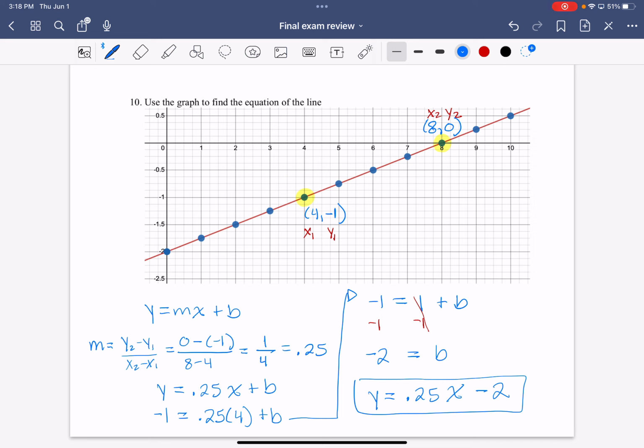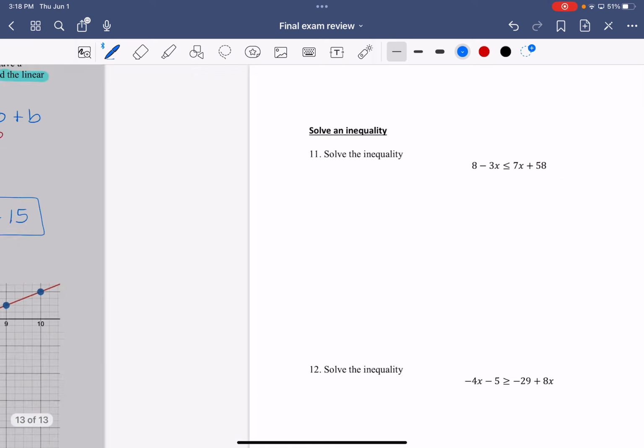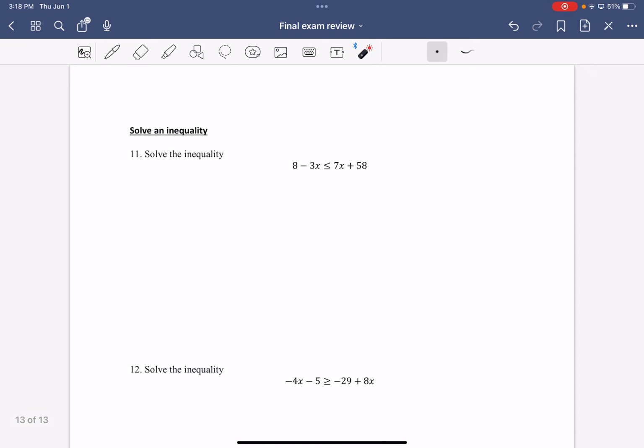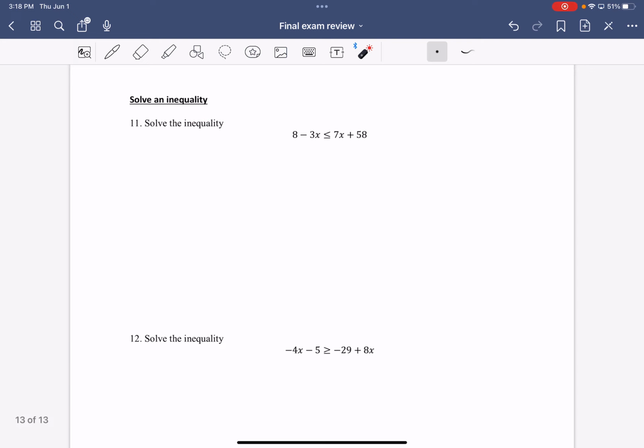Alrighty, guys. On to the last topic. The last topic being solve an inequality. So number 11: 8 minus 3x is less than or equal to 7x plus 58. You have many options for how to start here. You can start working with the x's first. You can start working with the constants first. It's really up to you. Personally, I like to start working with the x's first.